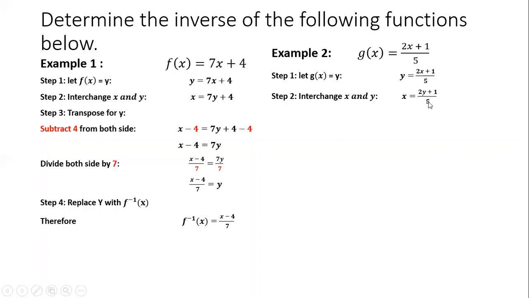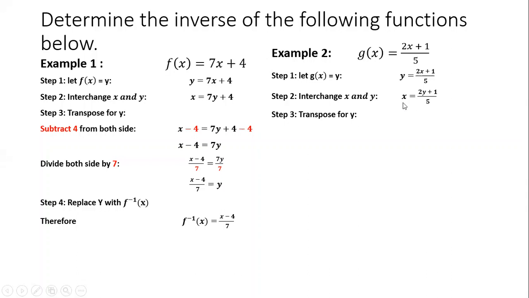What do you think we're going to do next? Step 3, of course, which is to transpose for y. So remember, transposing for y means that we want to make y the subject. So we need to transfer all the numbers that are affecting y. So the first number that we need to transfer is the denominator, which is 5.